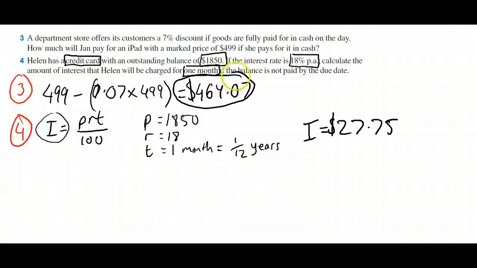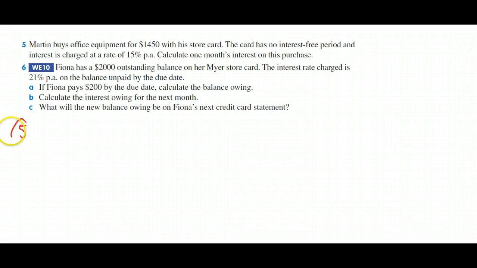So for that 1 month, Helen will be charged this much interest if the balance is not paid. Okay, and the next question.